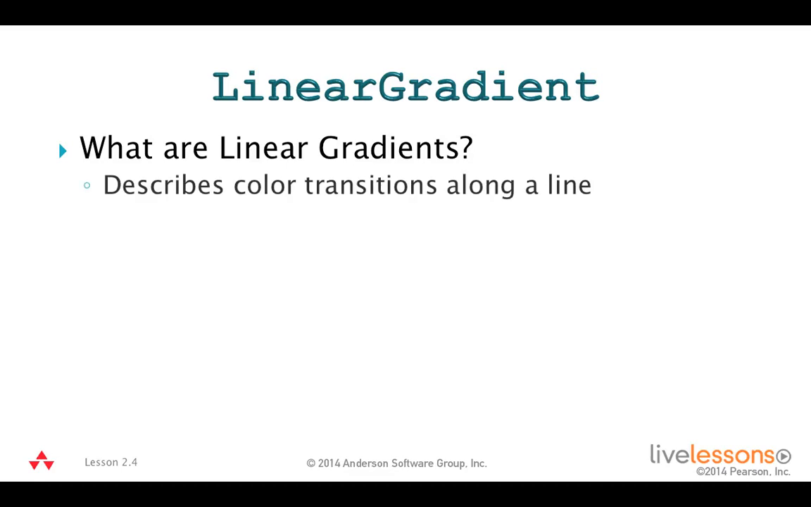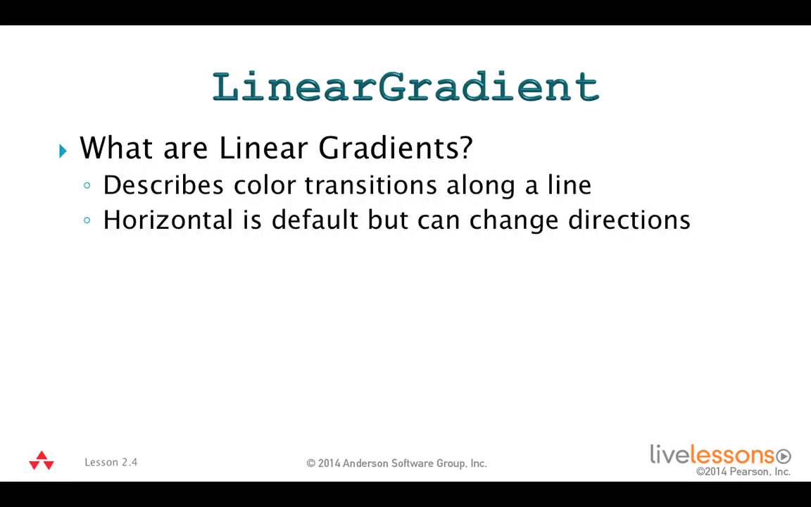Linear gradients describe color transitions along a line given by endpoints. The coordinates of the endpoints are fractional values between 0 and 1, and the line is scaled relative to the area painted by the gradient. The default is a horizontal transition filling the entire area, but you can specify vertical linear gradients too. And changing the direction of the line changes the direction of the gradient.